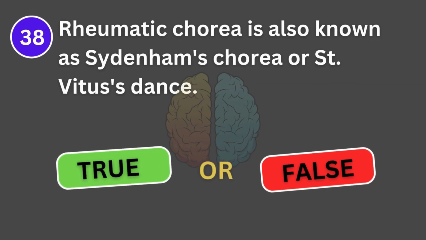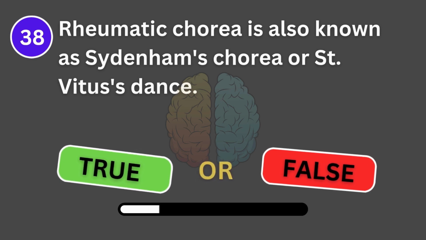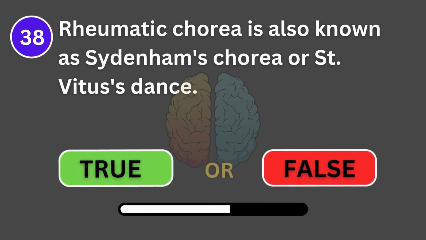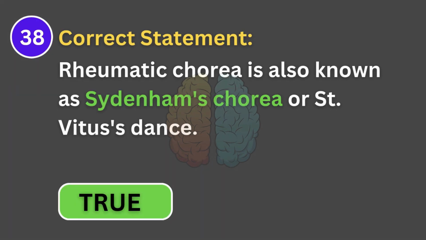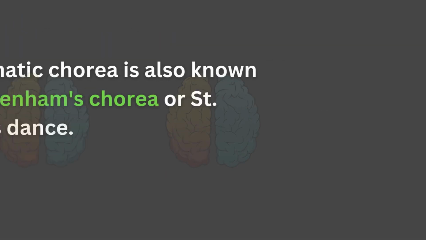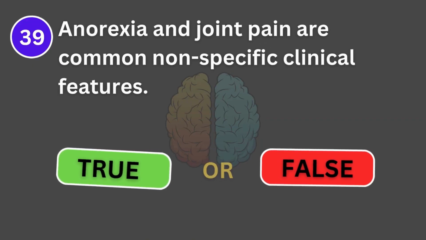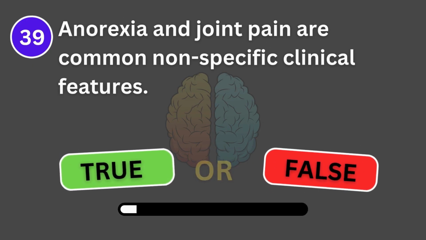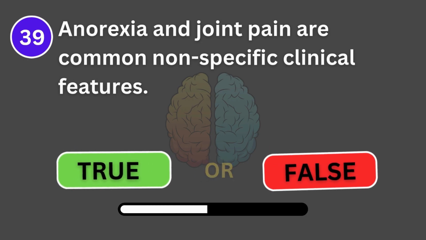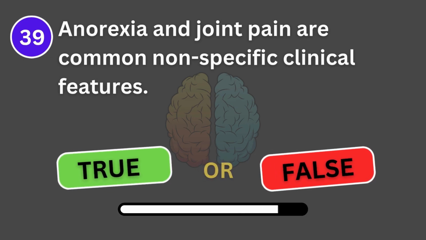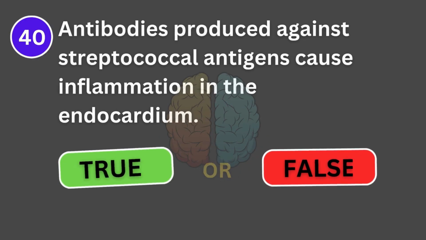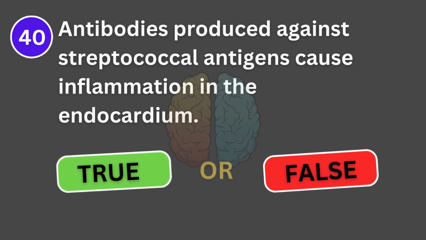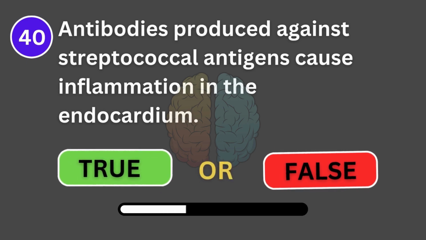Rheumatic chorea is also known as Sydenham's chorea or St. Vitus's dance. Anorexia and joint pain are common nonspecific clinical features. Antibodies produced against streptococcal antigens cause inflammation in the endocardium.